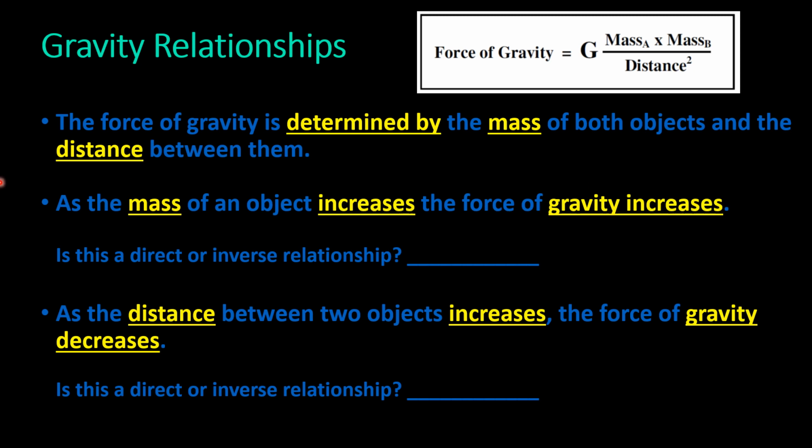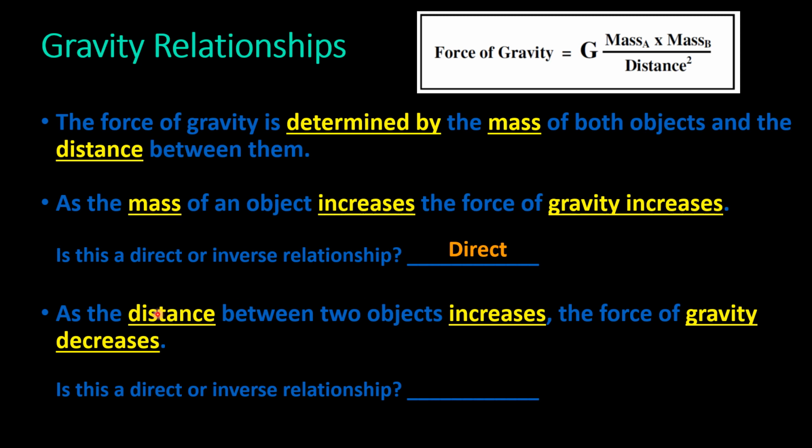This is our first rule. Since mass is in the numerator of the equation, if either of these numbers increases, the force of gravity will increase. So as mass increases, gravity increases. Think to yourself, is that a direct or inverse relationship? And hopefully you figured out that it is a direct relationship. And that's important for you guys to remember. So more mass, more gravity. That's why the sun has the dominant gravity in our solar system, because it is the biggest. And the Earth is more dominant over the moon because the Earth is bigger than the moon.